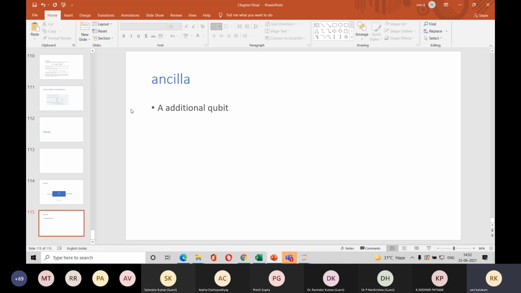Okay, so in the half adder we had one qubit, q2, which did not have any measurement step, so that is called ancilla. So ancilla is an additional qubit.